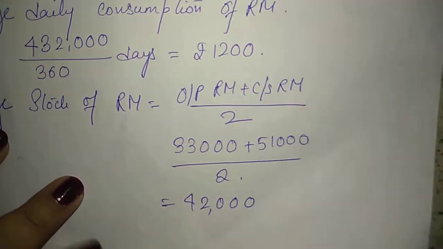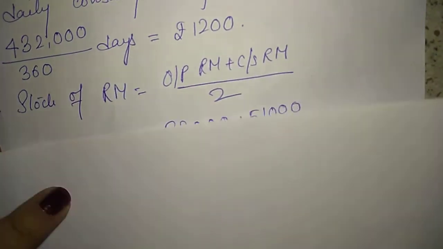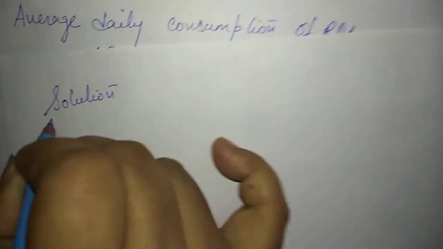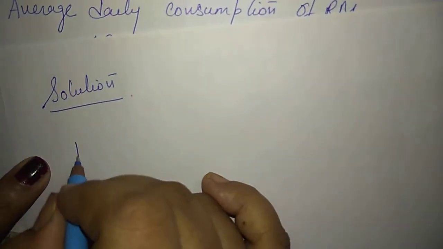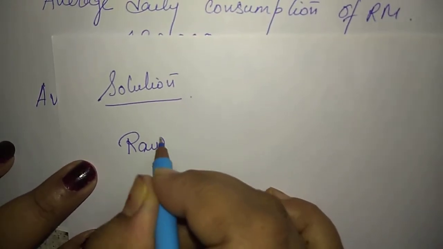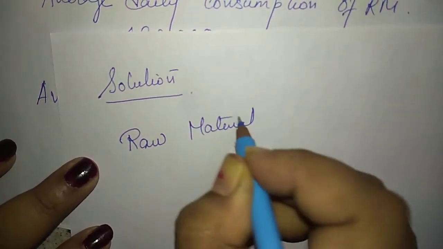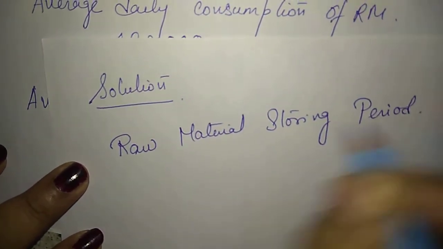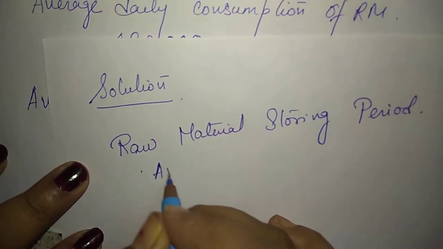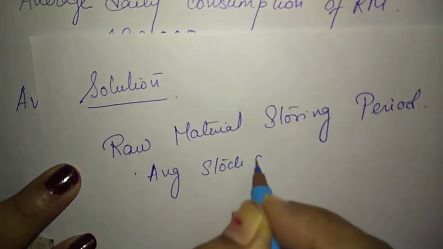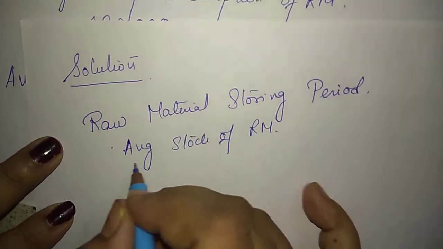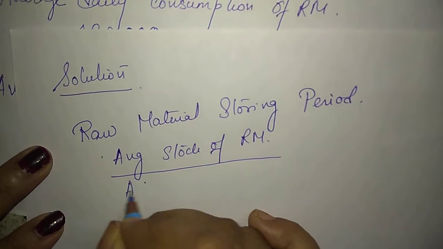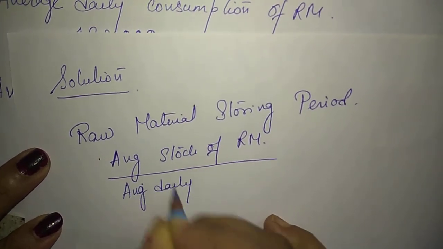Okay. So from this information, I am going to the first part of the solution, that is the raw material storing period. What is the formula for the raw material storing period? Average stock of raw material divided by average daily consumption. That means on an average how much stock you are having and every day how much you are consuming.